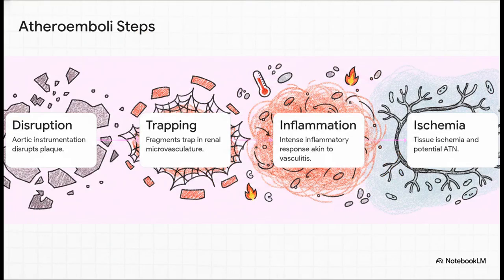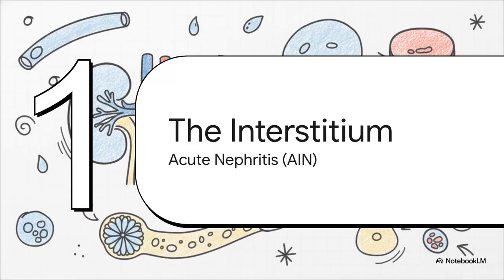Let's move to the next step and see exactly how this builds. Step 1, the aortic instrumentation physically disrupts the plaque. Step 2, those little fragments embolize and get wedged in the renal microvasculature. Step 3, the body recognizes this junk and mounts a furious, intense inflammatory response. Honestly, this is exactly why you see systemic signs like fevers and eosinophilia. And finally, Step 4, this massive inflammation and physical occlusion cause severe tissue ischemia, which can rapidly snowball into acute tubular necrosis.